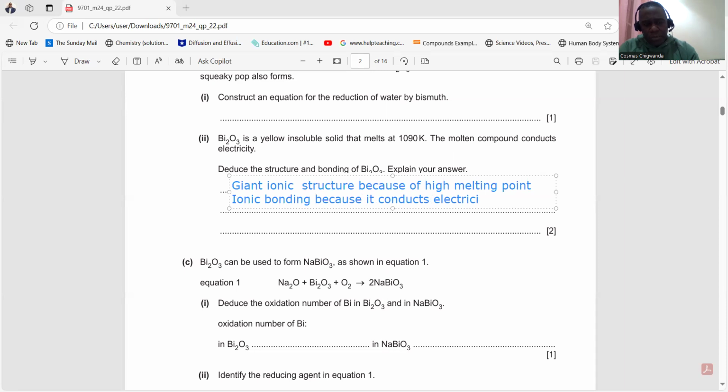Because it conducts electricity only when molten. Okay, right. So we have actually stated the type of bonding and the reasoning as to why we are doing that. Okay, right.